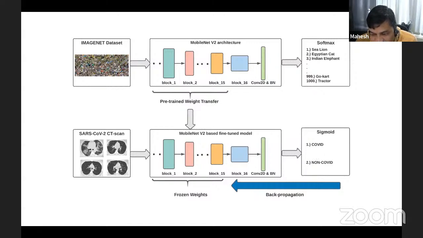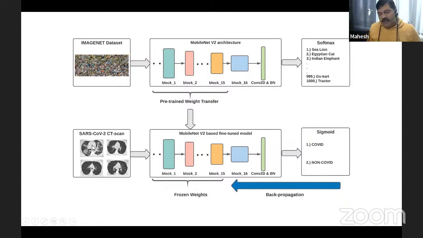If the output class is COVID and the input image is also COVID, then we'll not modify any weight. If the input image is COVID and the output is non-COVID, then we'll use a backpropagation technique. We'll go back actually, and we'll update the weights, okay. And which weights will we update? We'll update the weights of block 16 only. Other weights are frozen weights, okay.